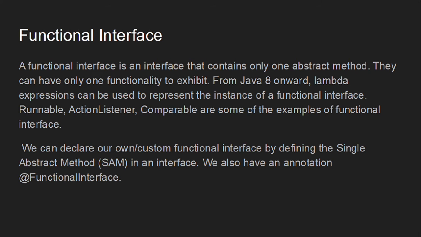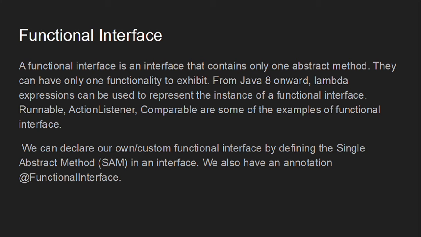Next, that brings us to functional interfaces. As I told you earlier, lambda expressions are used to implement functional interfaces. So that brings us to our question: what exactly is a functional interface? A functional interface is an interface that contains only one abstract method. It means they can accept only one functionality. From Java 8 onwards, lambda expressions are used to implement the functional interfaces.